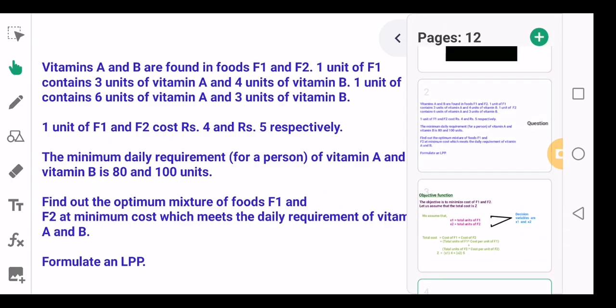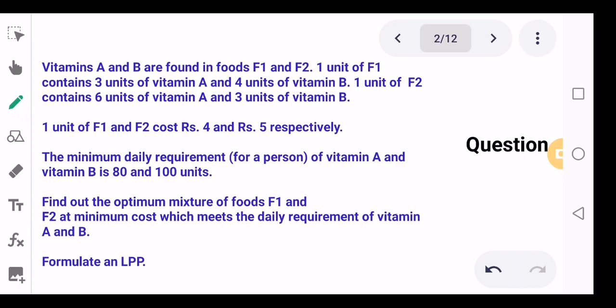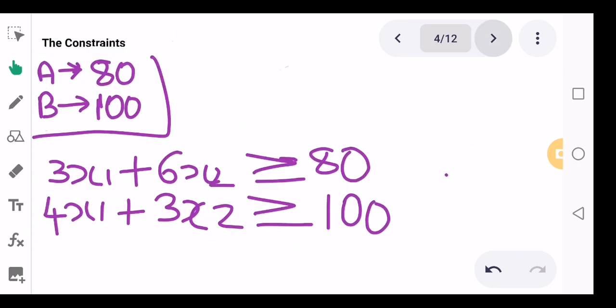And the next thing we are told is that in food 1, F1, there are 3 units of vitamin A. In F2 there are 6 units of vitamin A. Totally they have said that there has to be a minimum of 80 units of vitamin A. Based on this we have to formulate the constraint for vitamin A. 3, 6 and 80. Keep this in mind and let's solve this.